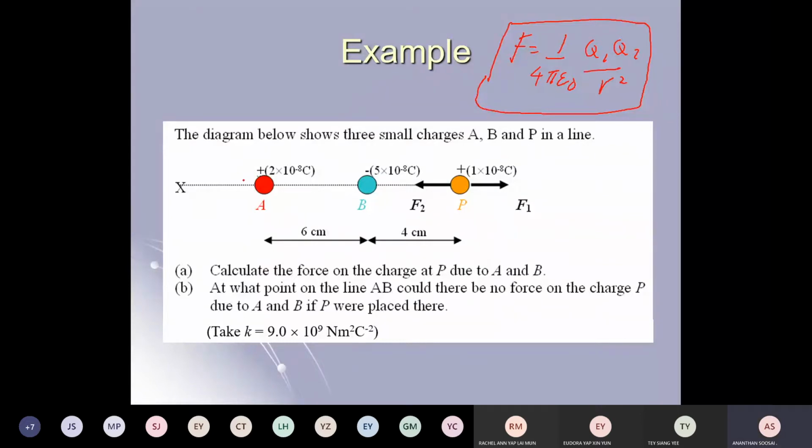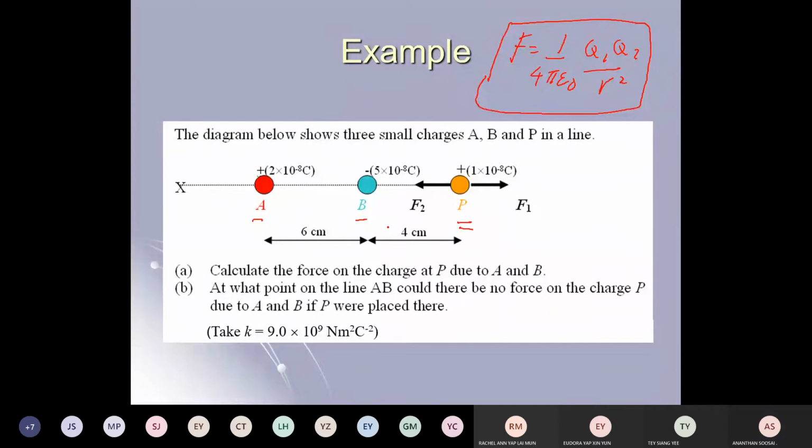A is positive, B is negative, P is found to be positive. Calculate the force on the charge at P due to A and B. What is the force on P caused by these two charges? So our focus is P. What are the forces acting on P caused by A and B?